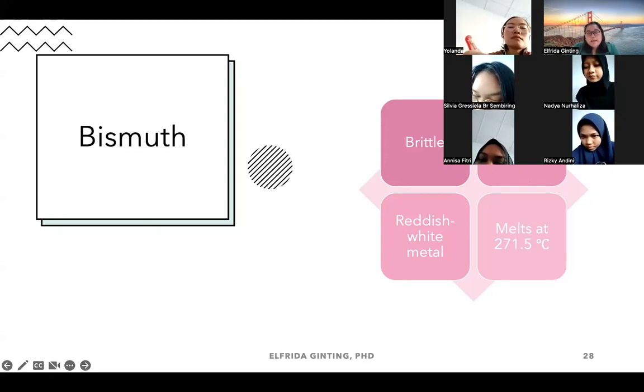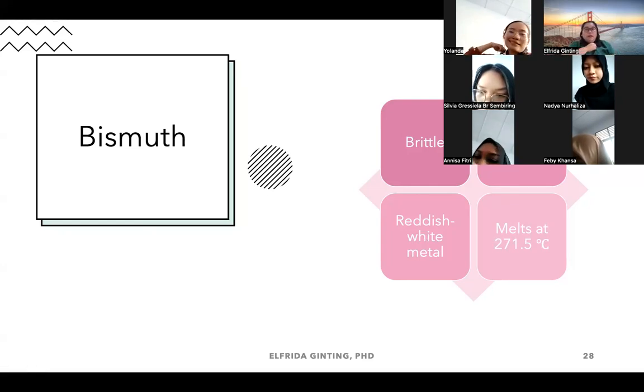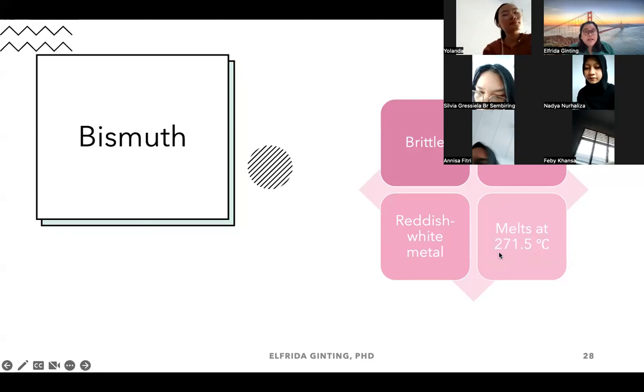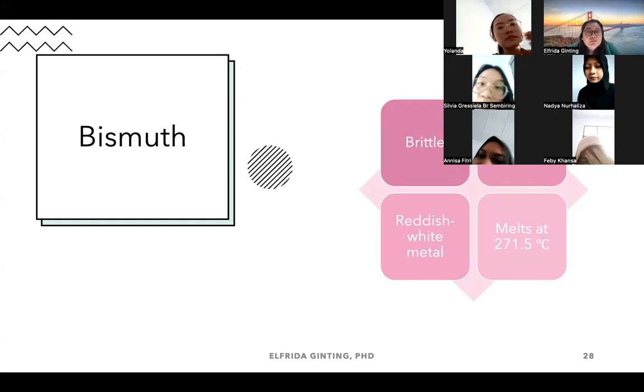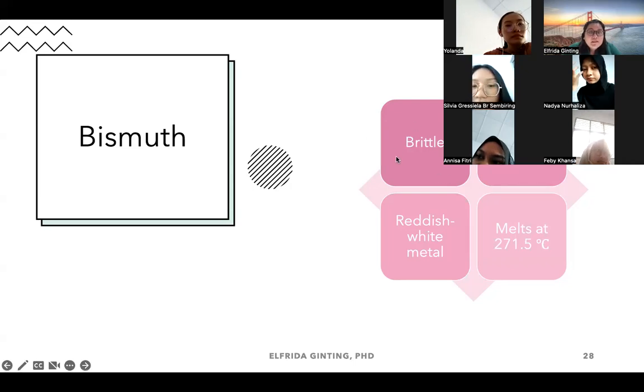Now, why is bismuth brittle? Because it has a crystalline formation. And the color is a reddish white metal. Compared to other metals, the melting point is quite low, only 271.5 degrees Celsius, because most metals usually have a melting point above 500 degrees Celsius.